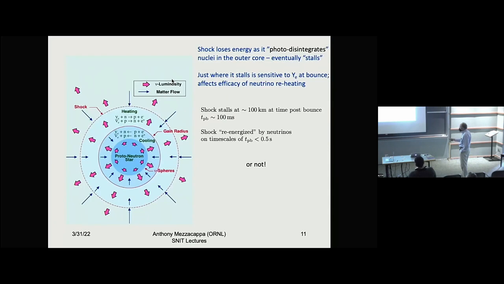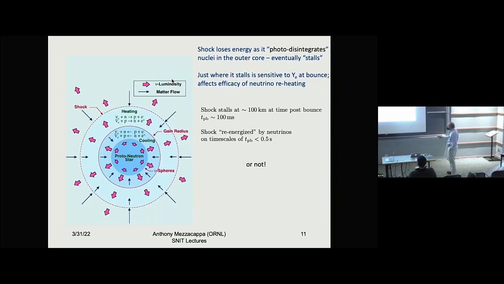The shock moves out, but as the shock moves out, it shifts the nuclear statistical equilibrium towards alpha particles and free nucleons, and that costs energy, about 8 MeV per nucleon that's bound in a nucleus. You have to pull that energy out of the thermal energy in the shock. The shock loses energy and eventually stalls at a radius of order hundreds of kilometers.